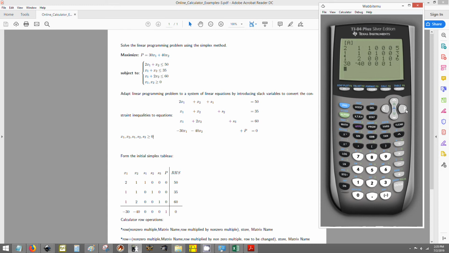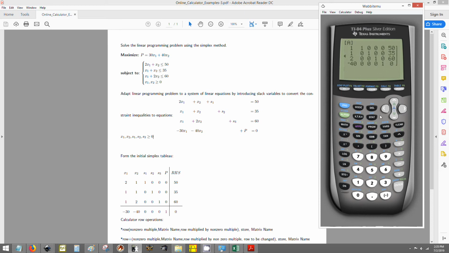2, 1, 1, 0, 0, 0, 50. Looks like my first row is right. Second row is 1, 1, 0, 1, 0, 0, 35. Looks like my second row is right. Third row is 1, 2, 0, 0, 1, 0, 60. Looks like my third row is right. And my fourth row is negative 30, negative 40, 0, 0, 0, 1, 0. And it looks like I got that right.